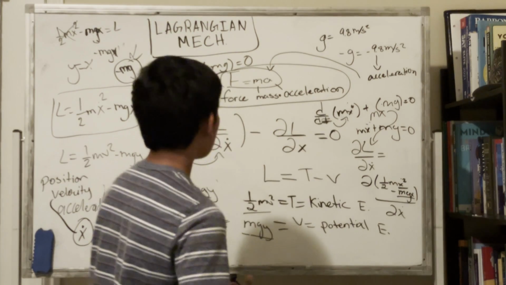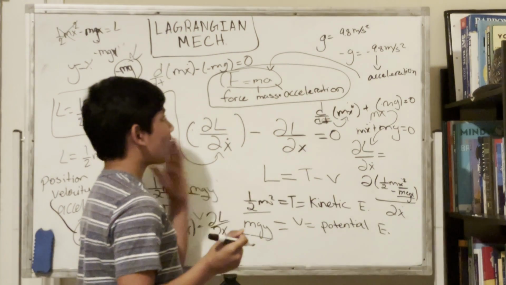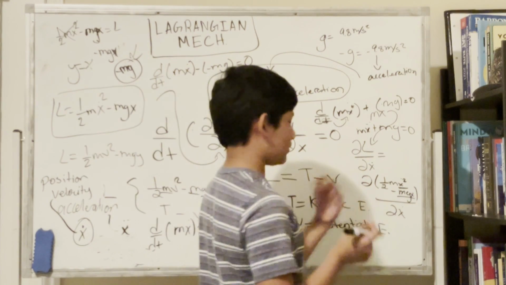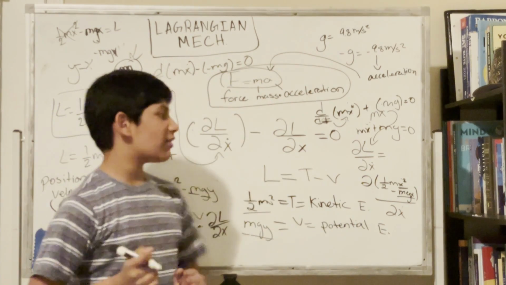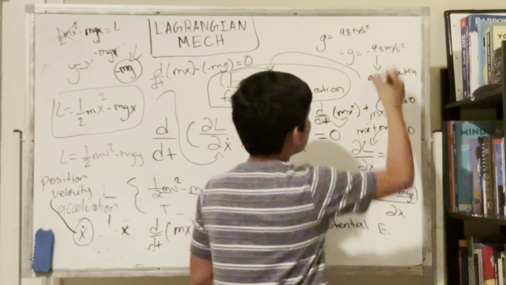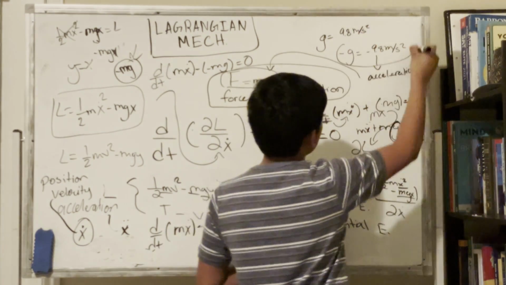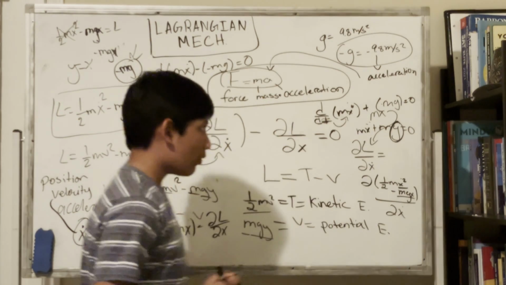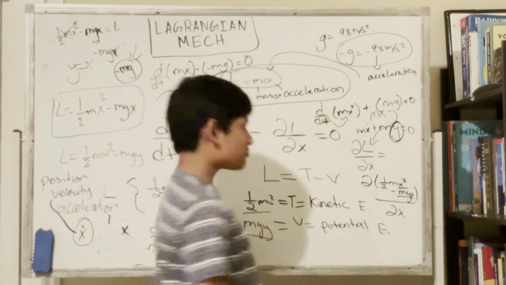Now this is where we have the relationship of F equals ma with the Lagrangian. How are we going to have the relationship? Well, if we think about it, we know that g, and minus g specifically, is going to be the acceleration, right? So what are we going to do? Well, subtract that.